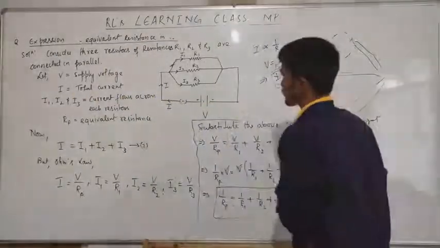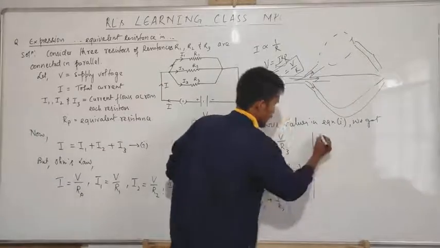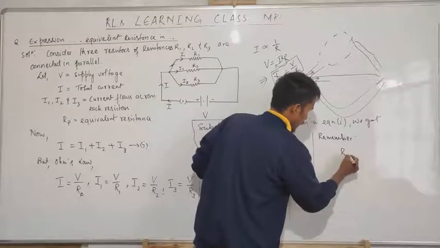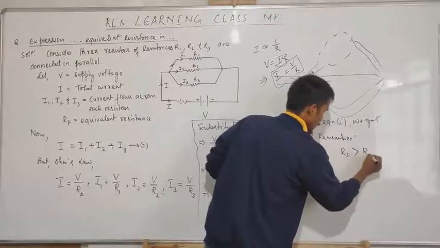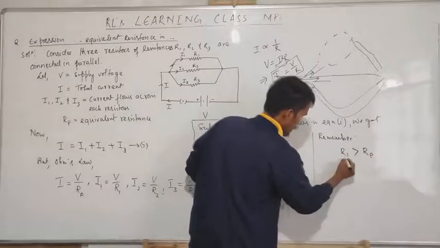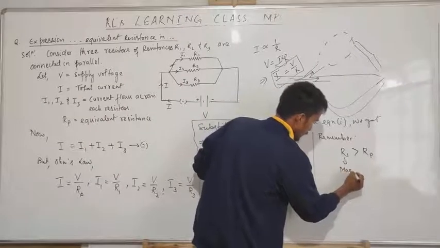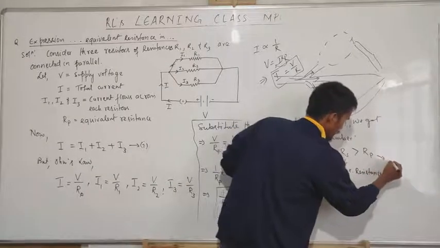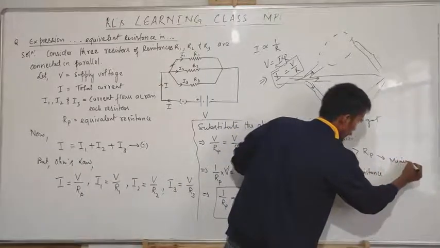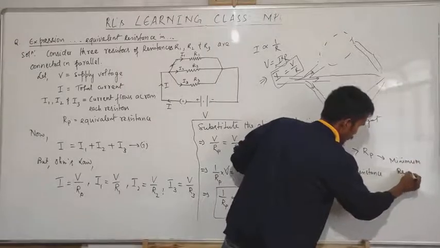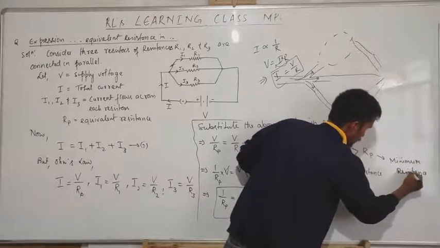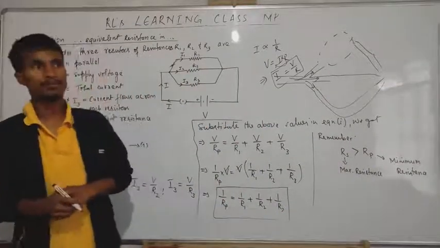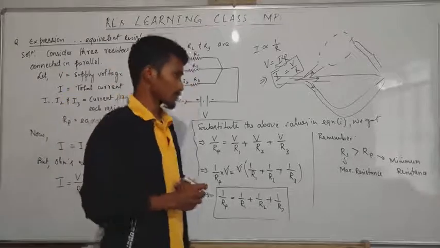Okay, then remember this one: RS is always greater than RP. Then this will be the maximum resistance, and this will be the minimum resistance. Please remember this. Maybe there's a question in your textbook. I'll ask you to do it as homework.